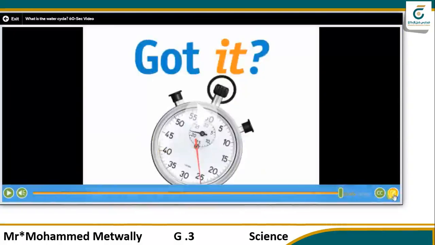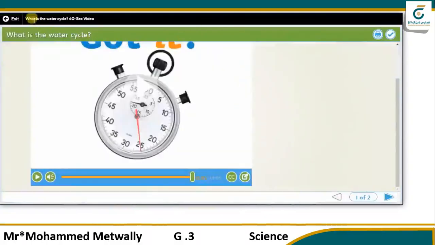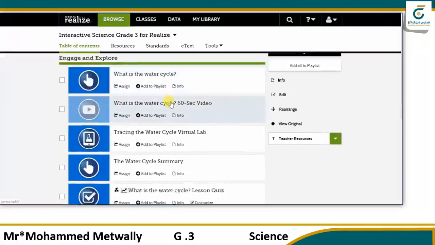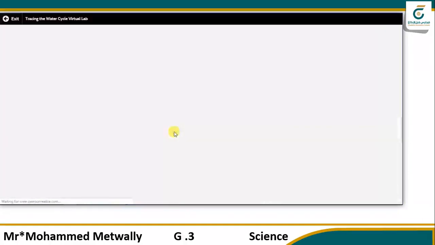Here in the video, it's clear now to understand more about the water cycle. The water cycle contains many processes. So before we go inside the water cycle and take a summary about it, I want to show you an activity about tracing the water cycle at the virtual lab.